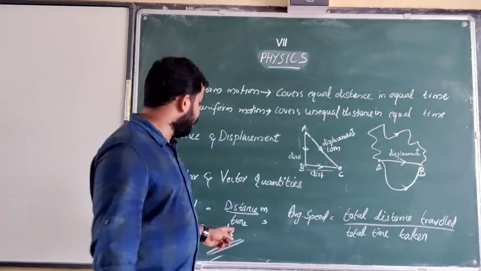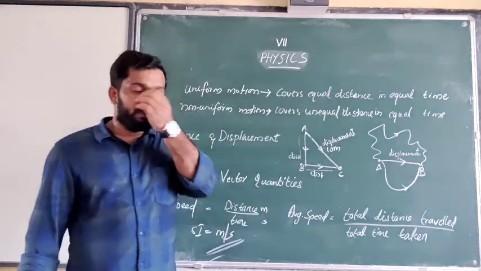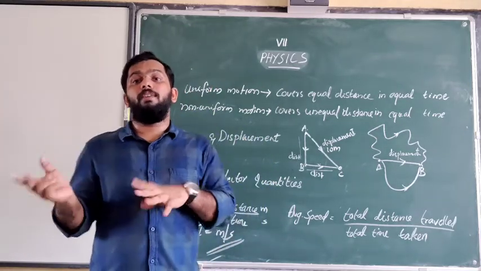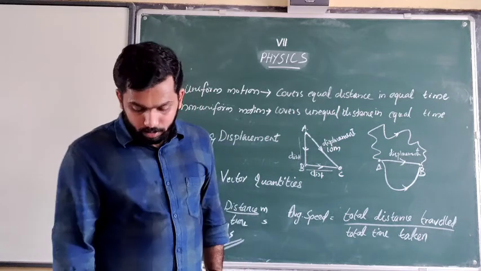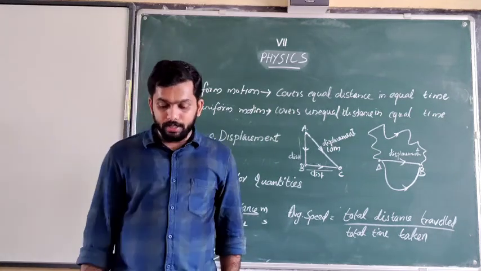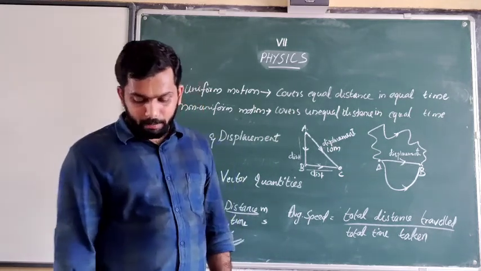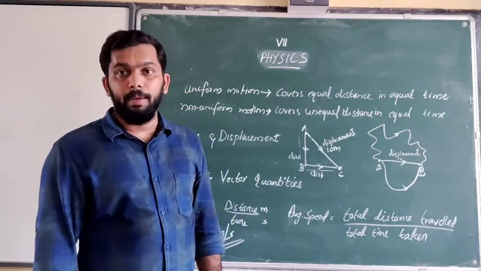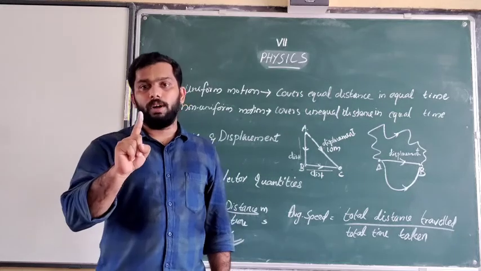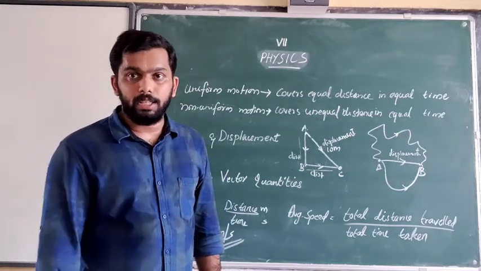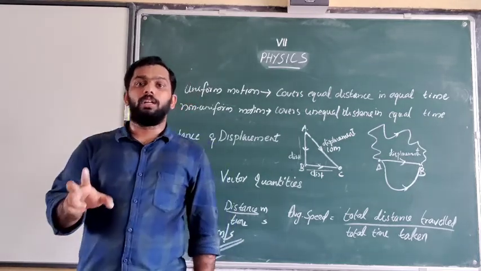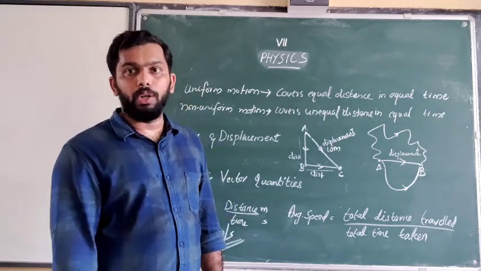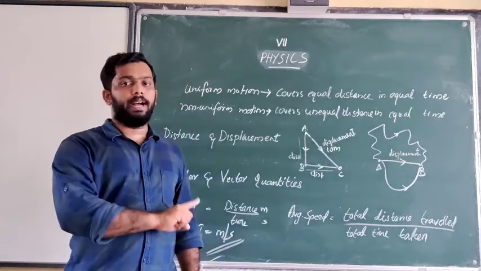Then what is non-uniform speed? Non-uniform speed is traveling unequal distances in equal intervals of time. Maybe the first is 1 centimeter in 1 second, the second is 1.5 centimeter in 1 second, and the third is 2 centimeter in 1 second. Unequal distances are covered in equal intervals of time. Then that is called non-uniform speed.